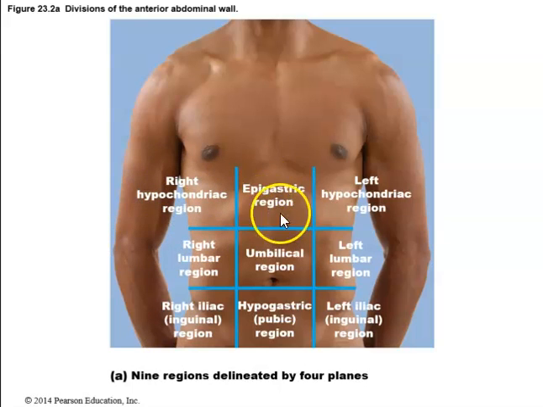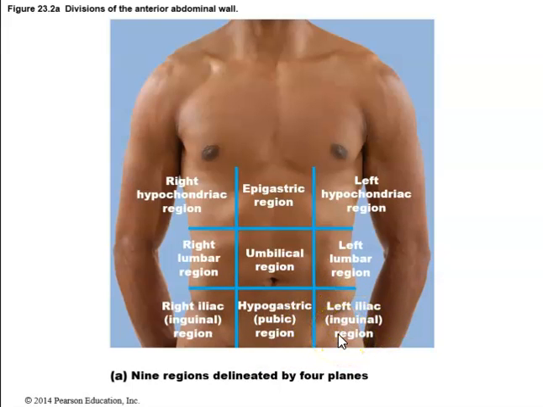Here is the epigastric region, and here is the left hypochondriac region. And then in the middle we have the right lumbar region, because we know that the lumbar vertebrae are within that area. Then we have the umbilical region, where the umbilicus is located, or your belly button. And then you have the left lumbar region. And then the lowermost regions include the right iliac or inguinal region. We then have the hypogastric or pubic region and the left iliac or left inguinal region.